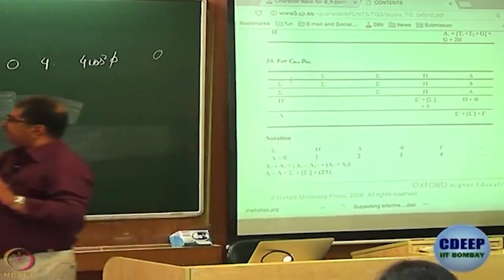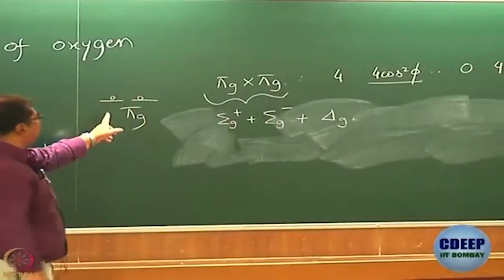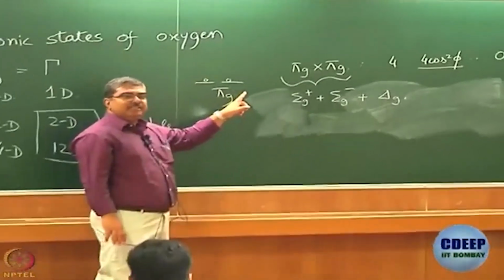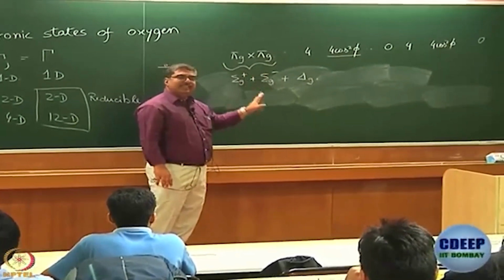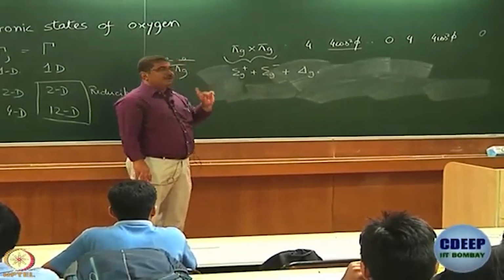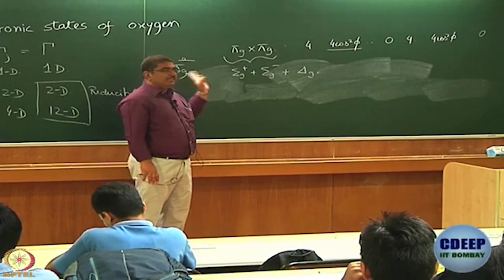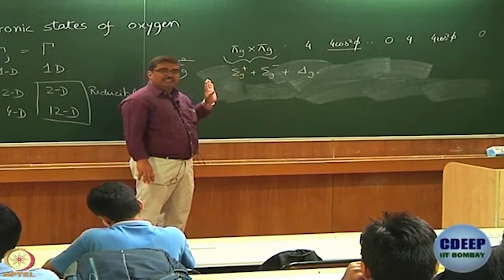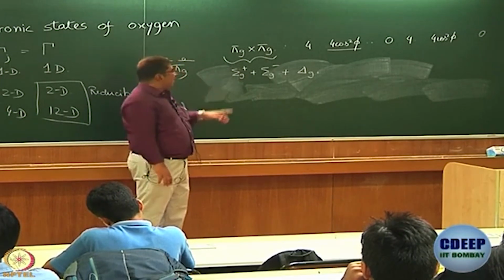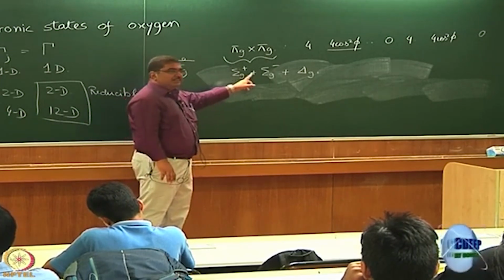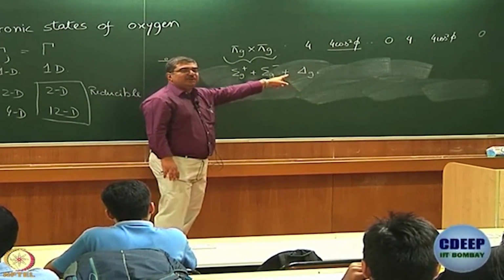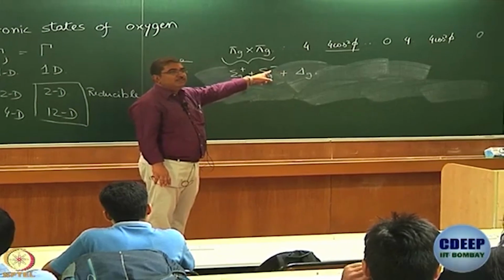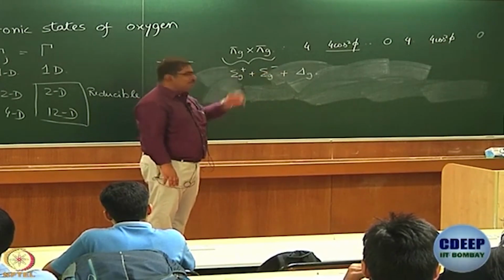Let us see what we have here. What have we determined so far? We are working with oxygen. Oxygen has 2 electrons in the degenerate pi g orbitals. We have worked out the symmetries of the states that are generated by taking a direct product of the symmetries of these two, pi g and pi g. 3 kinds of states are generated. How many states is this? This is 1, this is 2, and this how many? Delta G gives you how many states? 1, 2, 3, 4, infinity. 2 is a 2-dimensional representation.